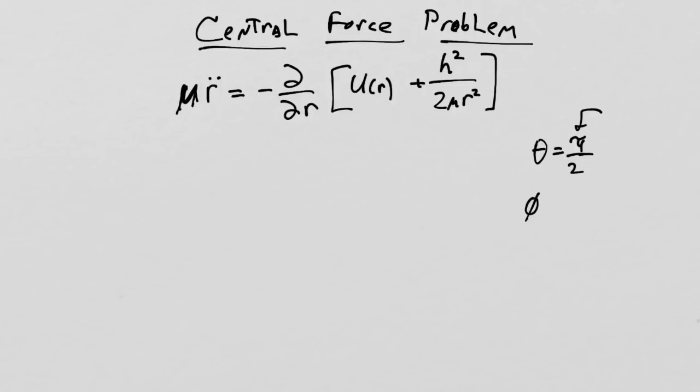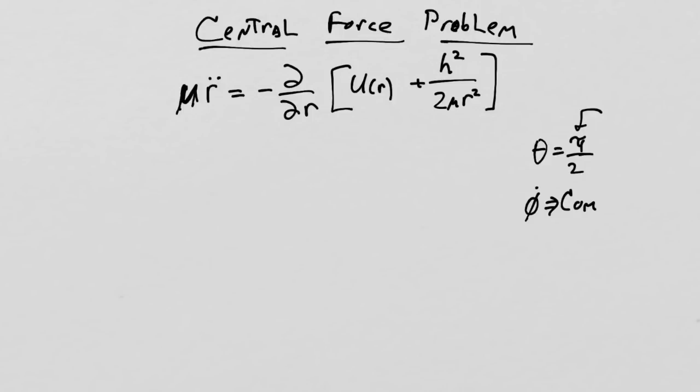And then we have a constant of motion for phi dot. So that's only a first order differential equation for phi dot, and we're left with this second order differential equation for the r coordinate in a central force problem.